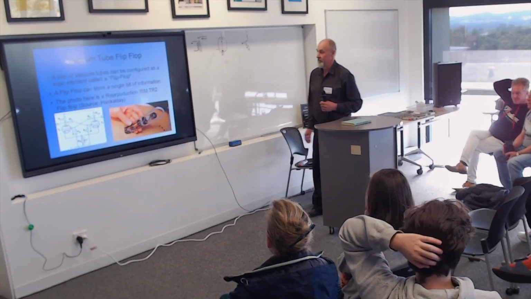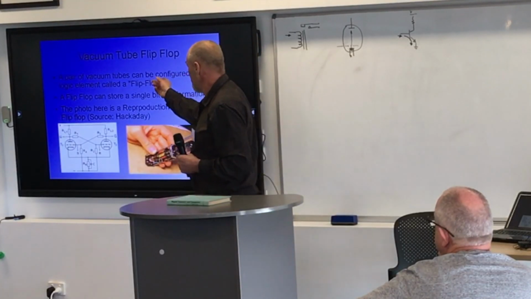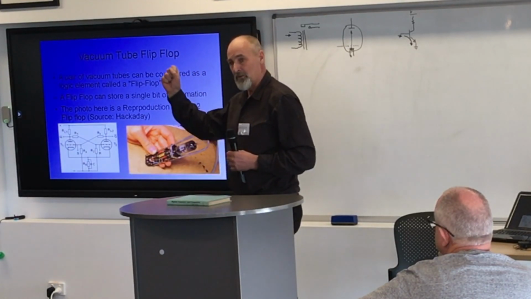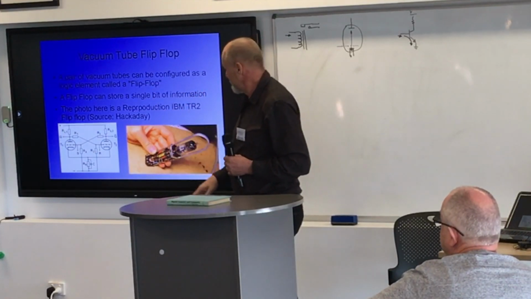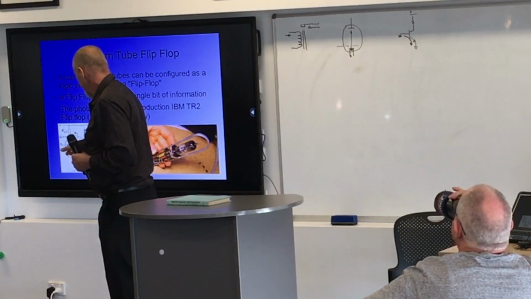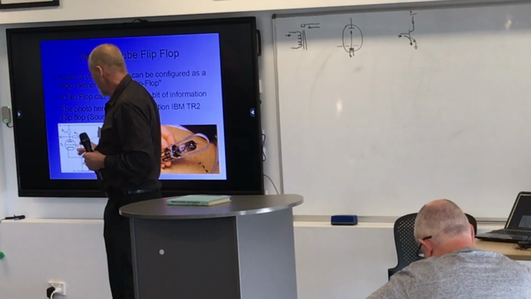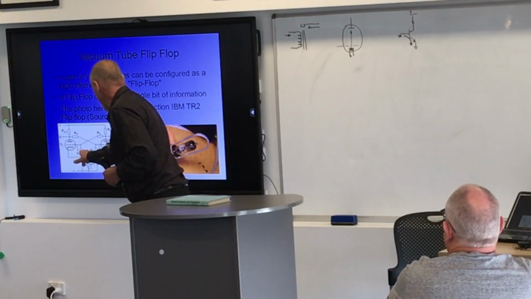So vacuum tube flip-flops, or vacuum tubes can be configured as a flip-flop, and in the computing world we want a 1 or a 0, so it's off or on, not like a radio where we've got a fluctuating signal. By turning this one on, it inherently, through that resistor, forces this one off. So you can toggle, well, there are our drive lines there.